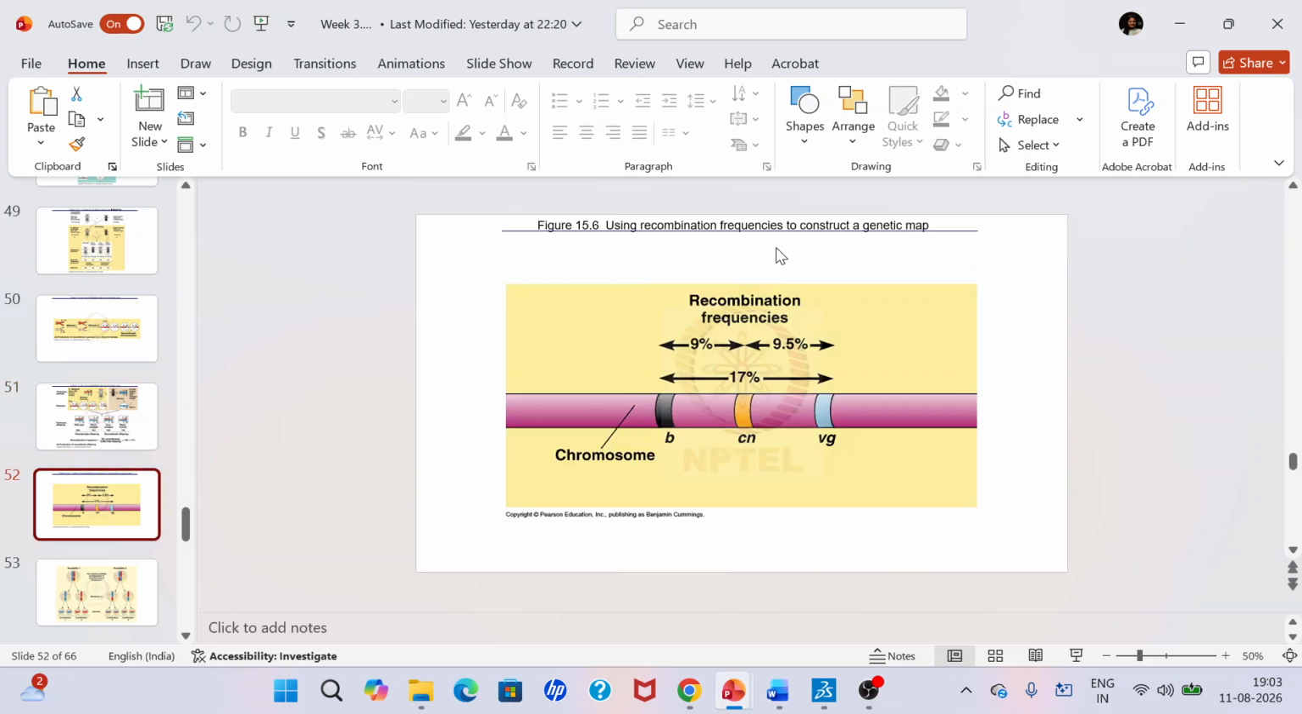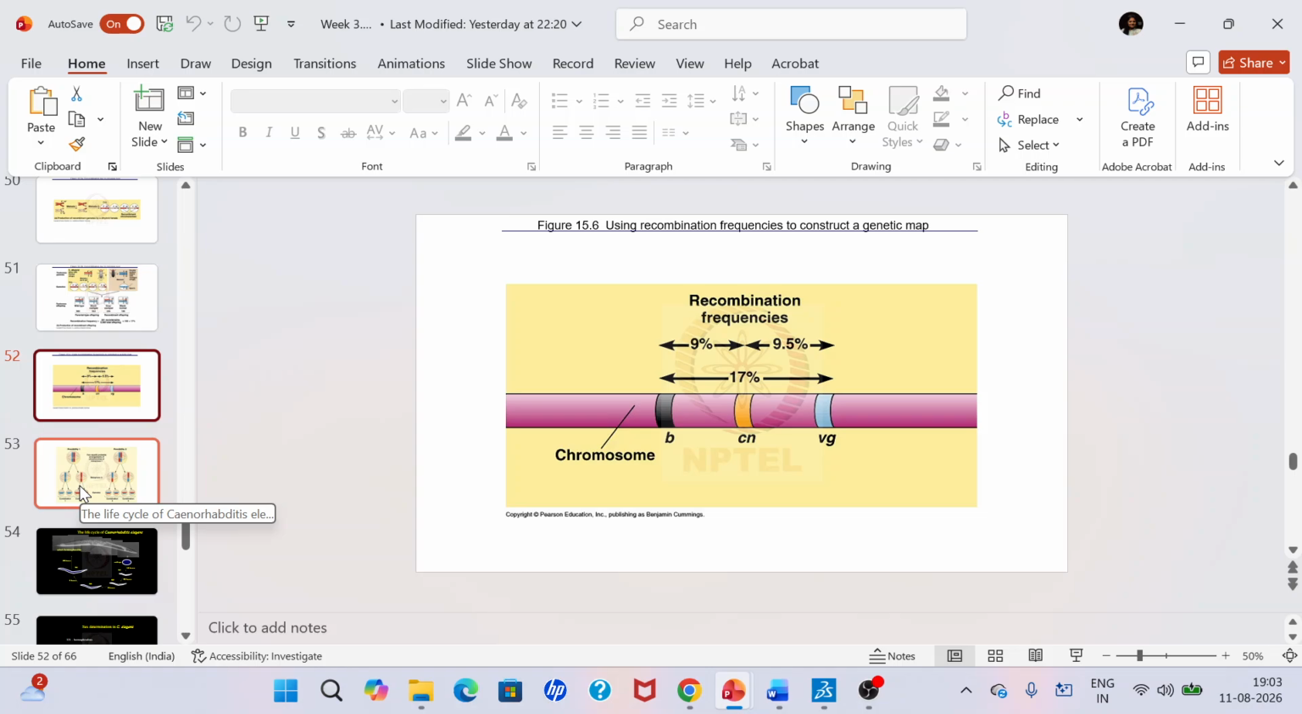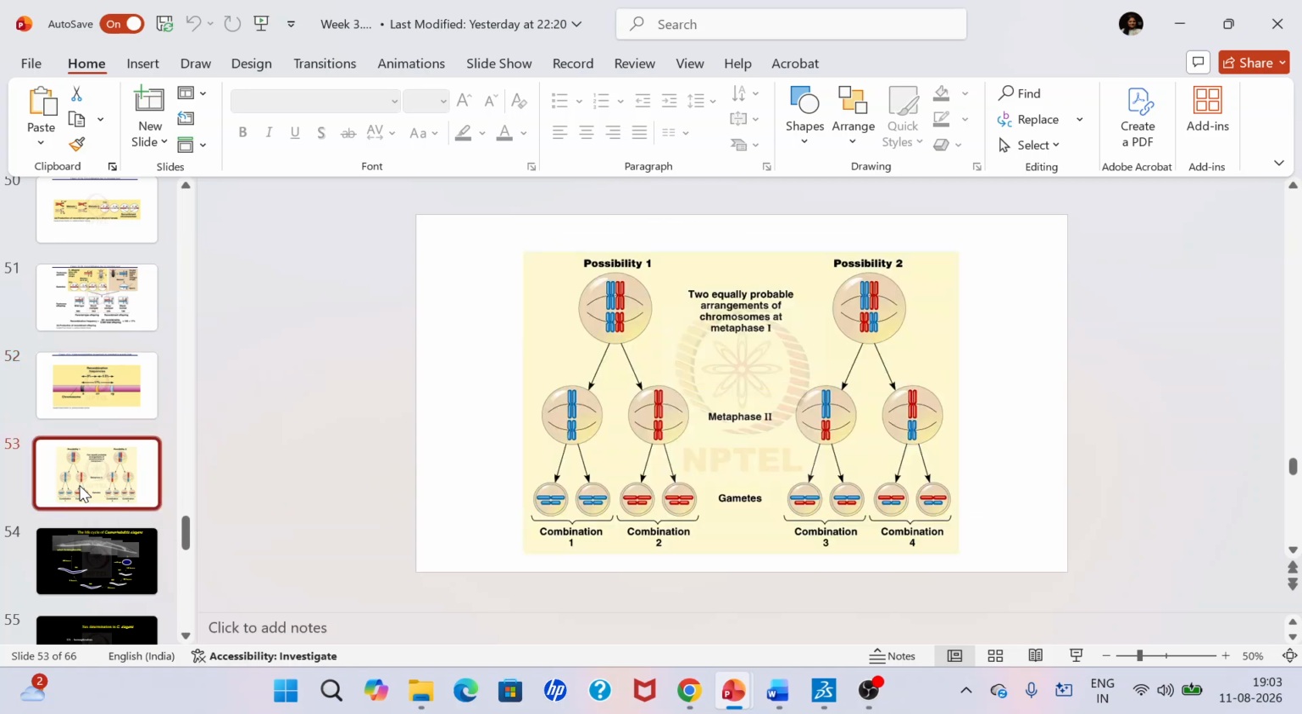So this is the calculation of recombination frequency. How far a gene is from a particular gene, the distance between two genes, tells us what the recombination frequency between those particular genes would be. It is again a possibility due to the crossing over or due to the independent assortment, because of how they get arranged at the metaphase plate in meiosis.